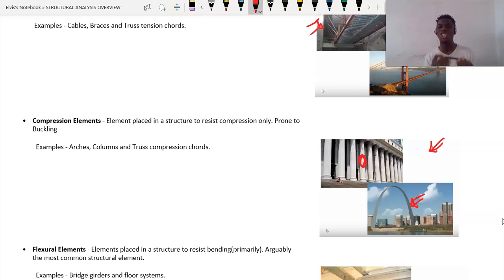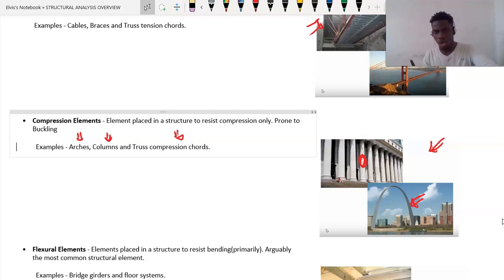So we try to place an element that will resist those compression forces. Examples are columns, arches, and truss compression chords. These are elements that are placed on a structure in order to resist compression forces.